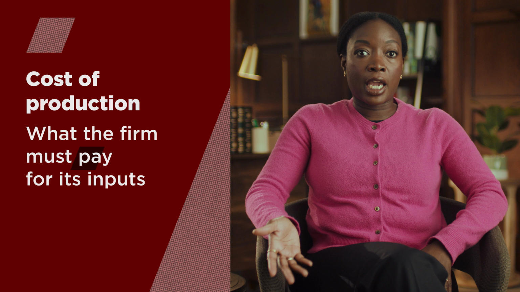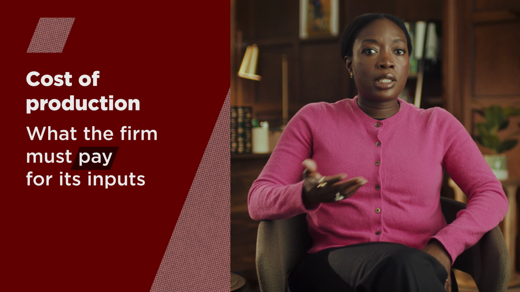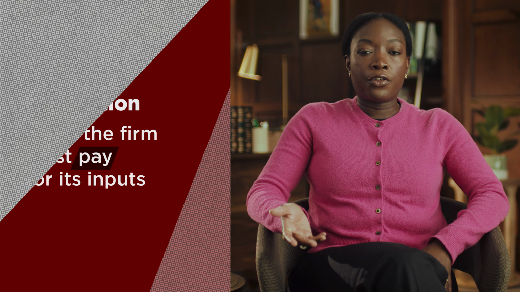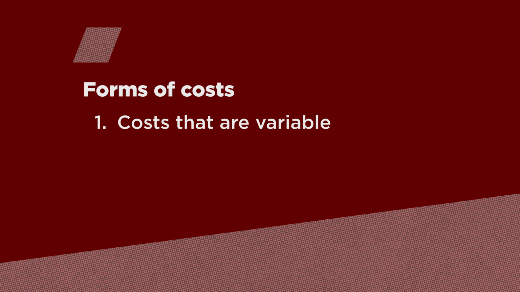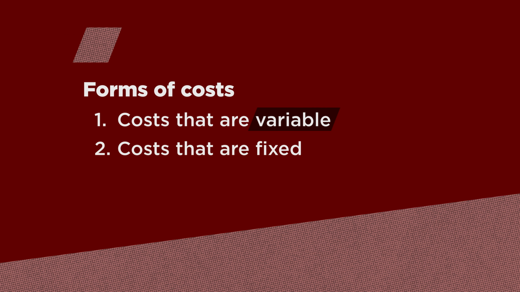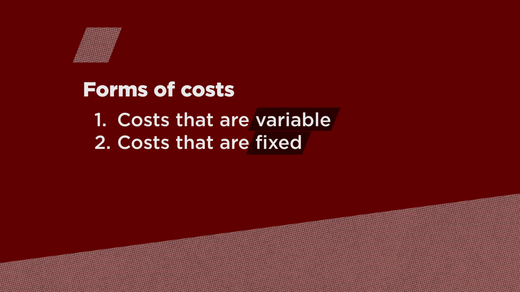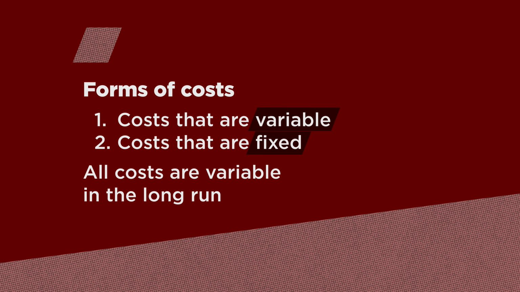Now we'll discuss the second component of the seller's problem, the cost of doing business. The cost of production is what the firm must pay for its inputs. So just like inputs in the short run, a firm has 2 forms of costs: those that can vary, such as labor, and those that are fixed in the short run, such as the rent for the building, or more generally, physical capital. But in the long run, all costs are variable.